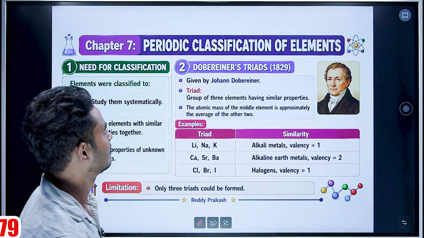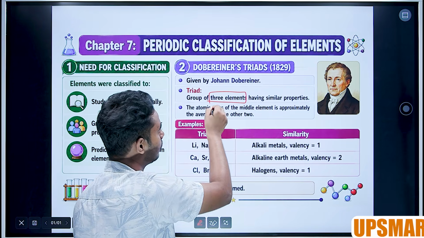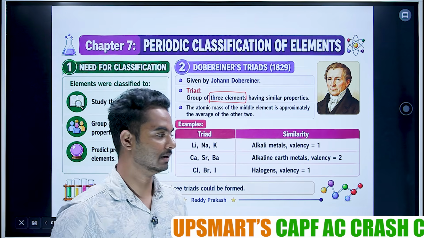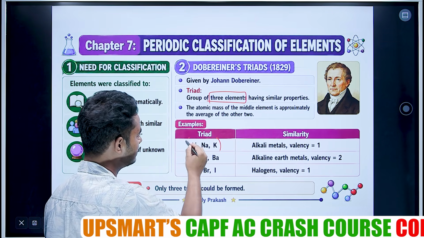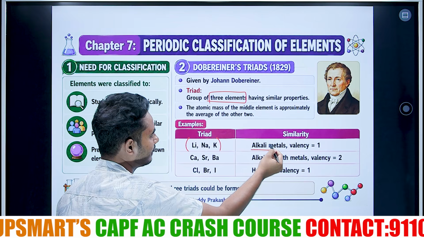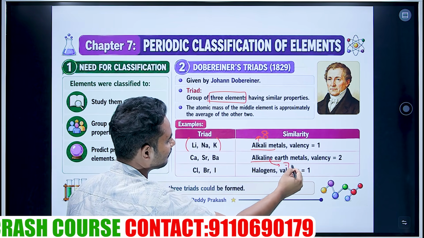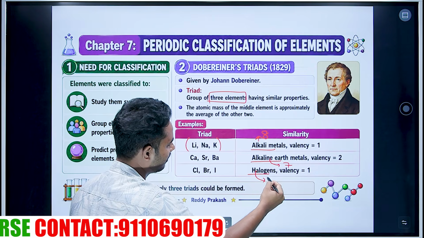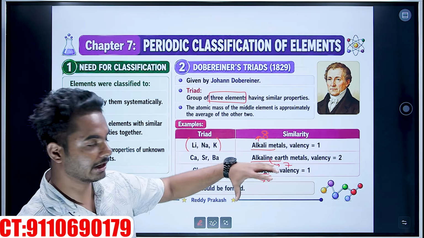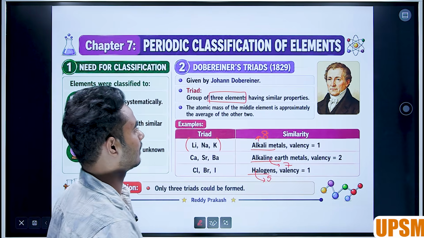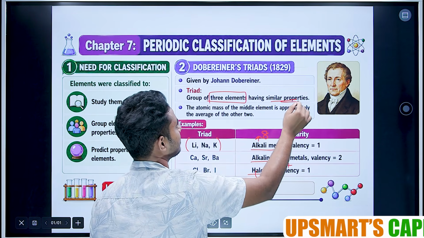Now what he says is, take a group of 3 among those lists of 8, 7 and 5 elements. These were originally the alkali metals, which have 8 elements. The alkaline earth metals have 7 elements in it. Halogens have 5 elements. But he is taking only 3 elements and making a triad. And these 3 have similar properties, he is telling.